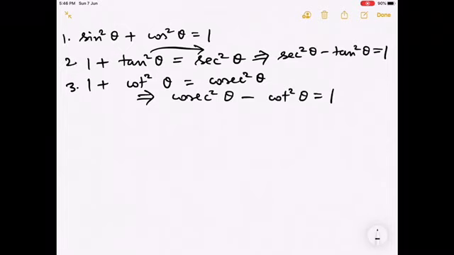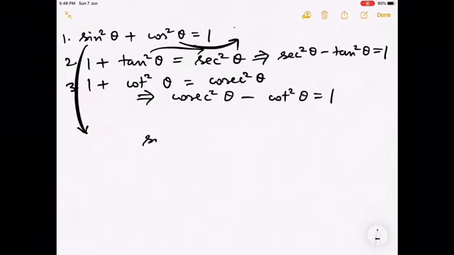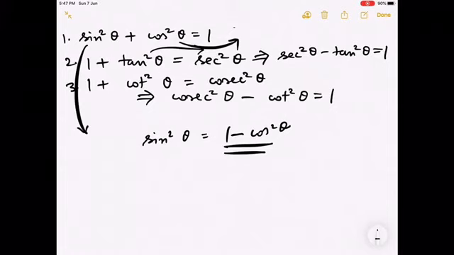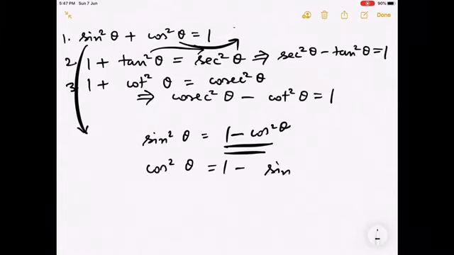And many times in questions, using the first relation, sin square theta plus cos square theta is equal to 1, suppose I shift cos square theta to the other side, then I get sin square theta is equal to 1 minus cos square theta. So if you get 1 minus cos square theta in a particular question, you can replace that by sin square theta. In the same way, if you get 1 minus sin square theta, you can replace that by cos square theta. These things can be done according to the particular question.